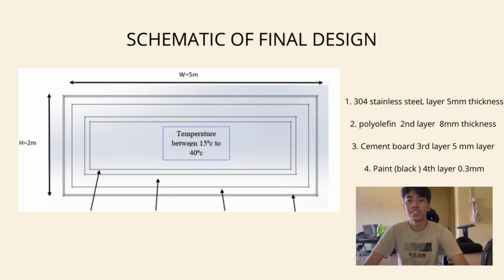Okay, next is the schematic of our design. 304 stainless steel first layer 5mm thickness, and second polyolefin second layer 8mm thickness. Third cement board third layer 5mm, and lastly paint black fourth layer 0.3mm.